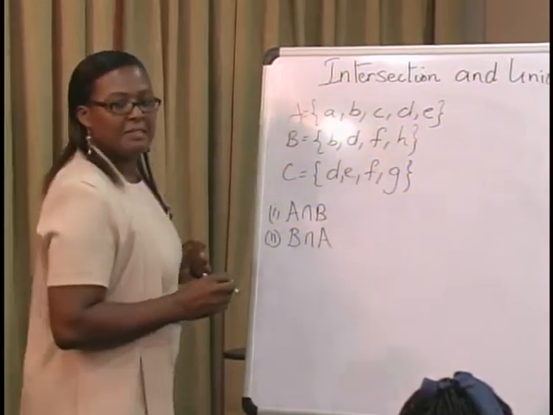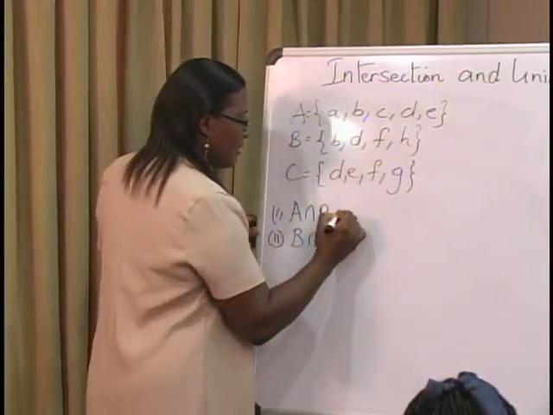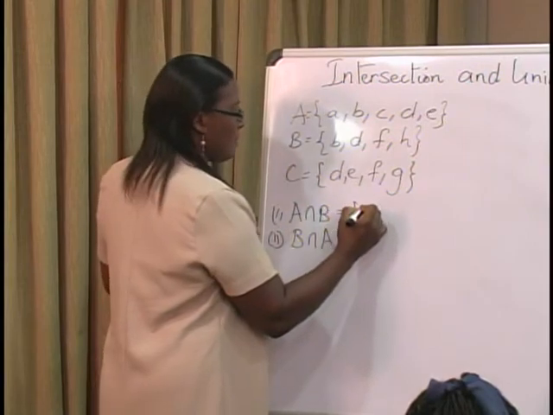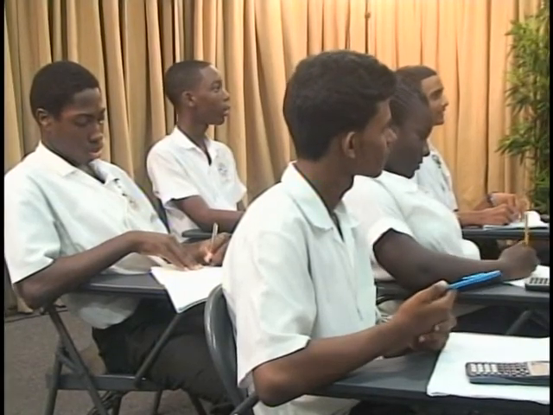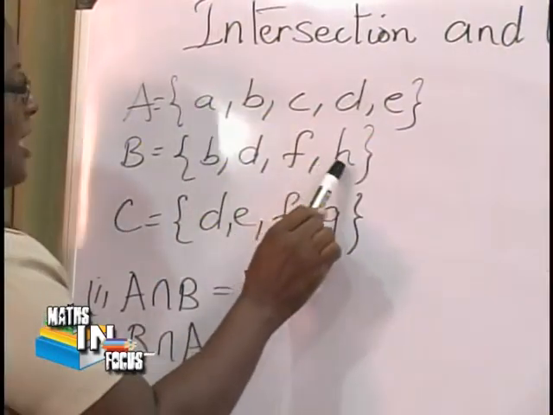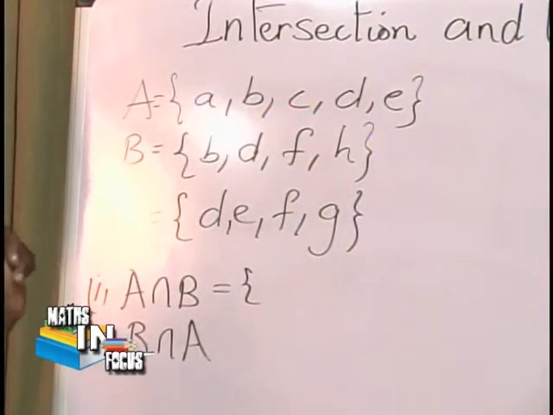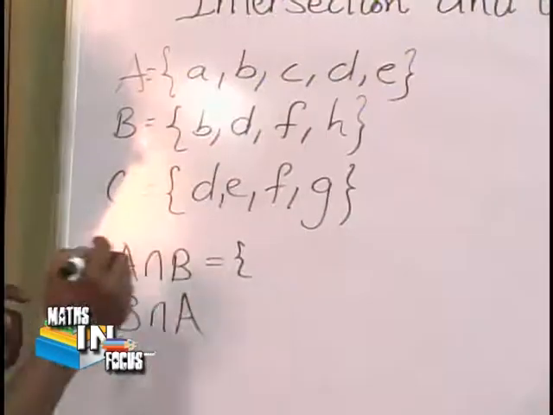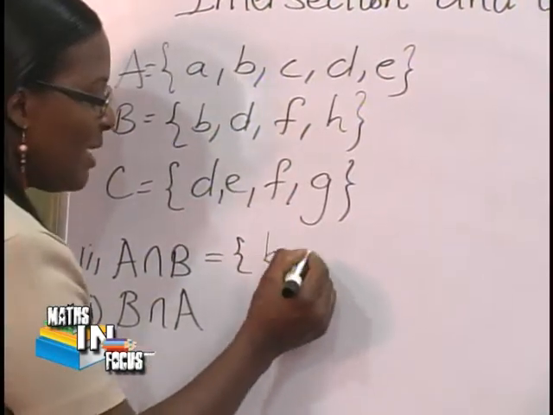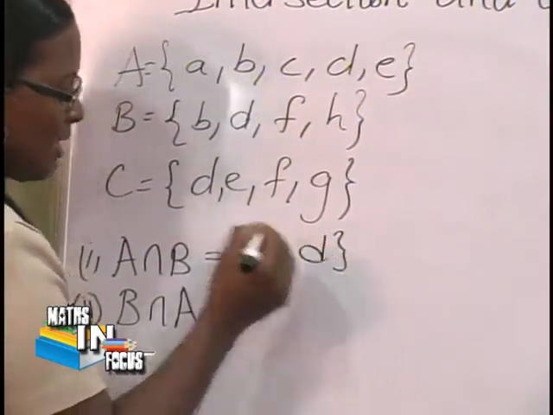Finish? Kieran, what did you get for A intersect B? B only? So we have in A, B, C, D, E. And in B, we have B, D, F, and H. What is it they have in common? Is it only B? B and D. So we have B and D.